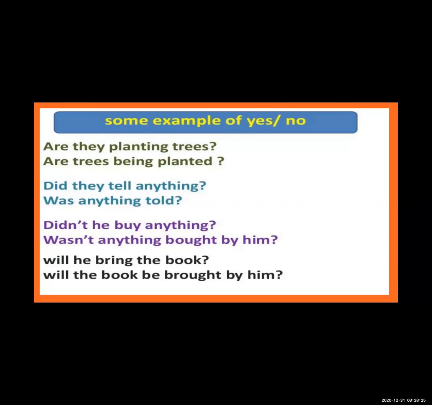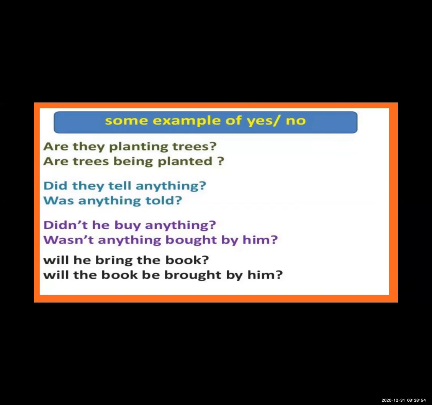The next, did they tell anything? Again "they" is used, so no need to write by plus subject. Was anything told by them? No need to write by them because it is already told in the active part that they have told this clearly, so no need to tell again who has told.